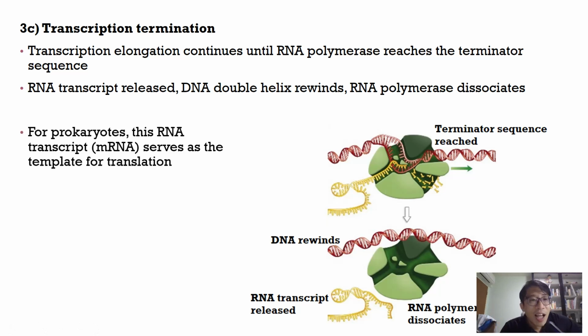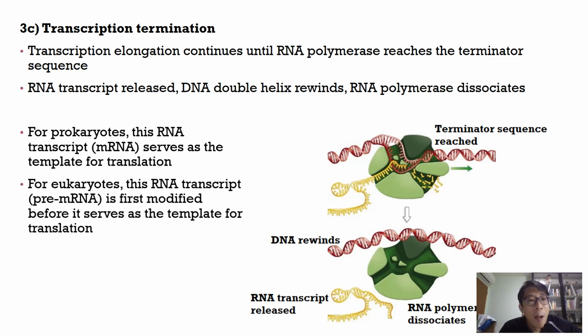Okay, so for the prokaryote, once transcription is finished, this mRNA is immediately functional. It will go on to serve as the template for translation. But for a eukaryote, this mRNA is known as a pre-mRNA, which suggests that it's not the final mRNA yet. This pre-mRNA needs to be modified in a process of post-transcriptional modification to form the mature mRNA. So the mature mRNA would then serve as the template for translation.